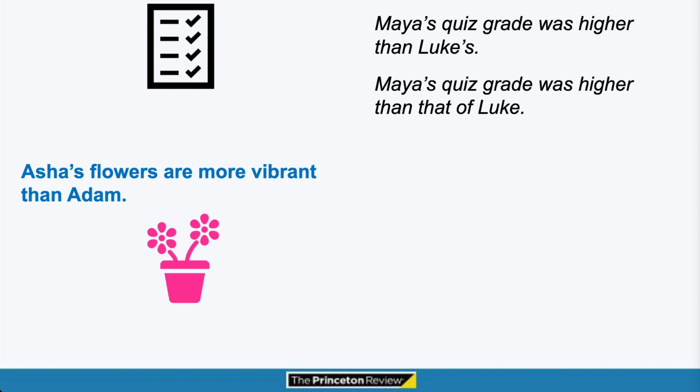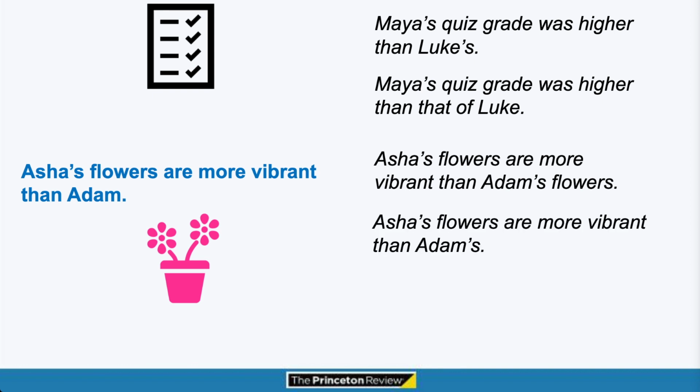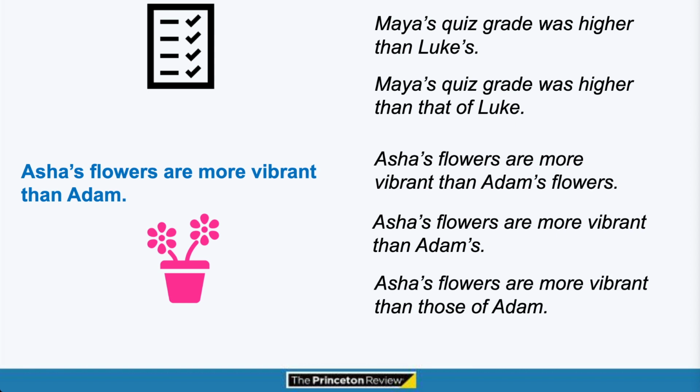So option 1, Asha's flowers are more vibrant than Adam's flowers. Okay. Asha's flowers are more vibrant than Adam's. All right. And then the last variation here that we're going to do, try to guess what it is before I reveal it. You know, it's going to start with Asha's flowers are more vibrant. And here we go. Asha's flowers are more vibrant than those of Adam.